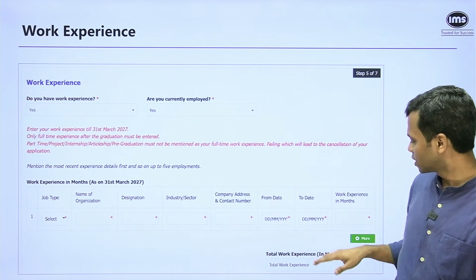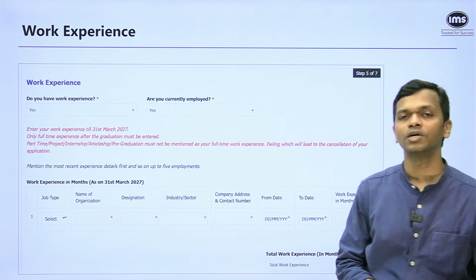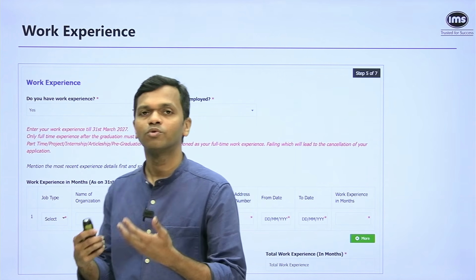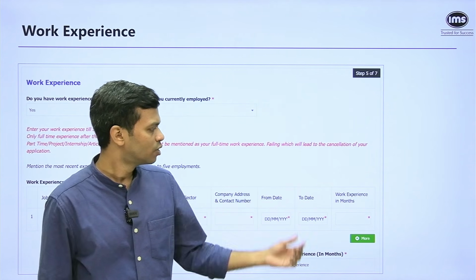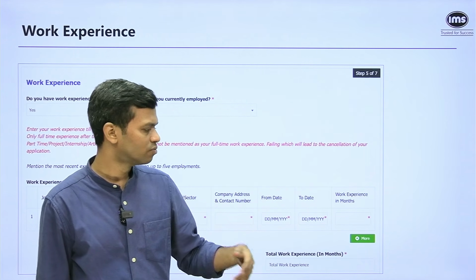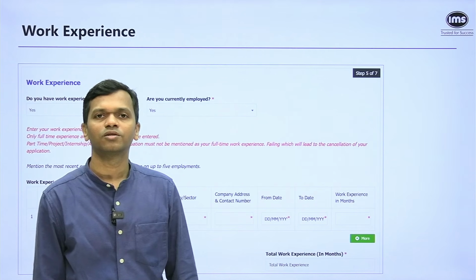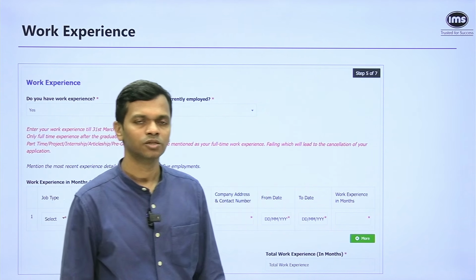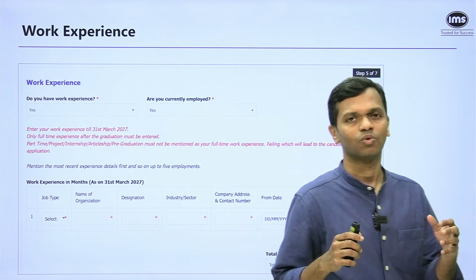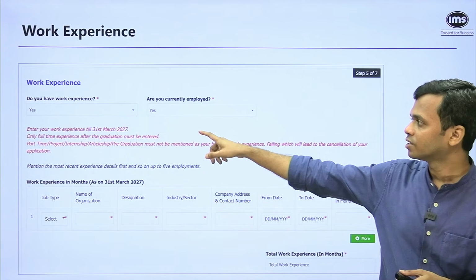So for total work ex, you can always add more if you want. Let's say you have 2 different companies where you have worked, you can enter the recent one and then the previous one by selecting more. And then finally it will calculate the total work experience in months. Just ensure that it is matching what you have, and it will get calculated as on 31st March.